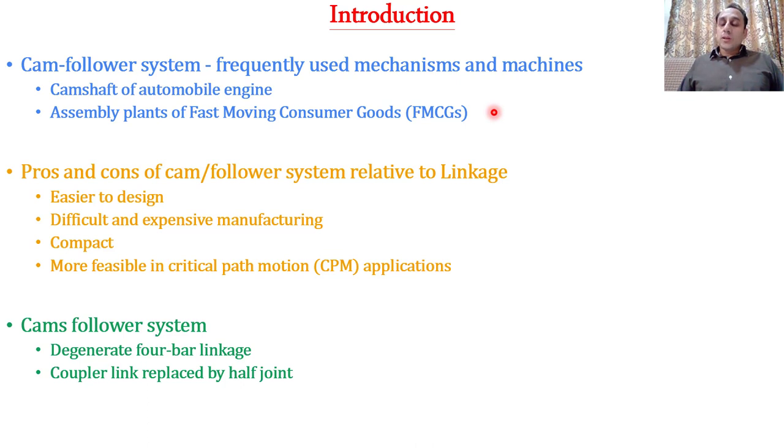cam follower mechanisms are used frequently, because generally a product is moving along a conveyor and then we have to perform some action on it. In order to perform that action, we want that product to stop for a while, which is dwell. That kind of motion we can achieve with the help of the cam follower mechanism.